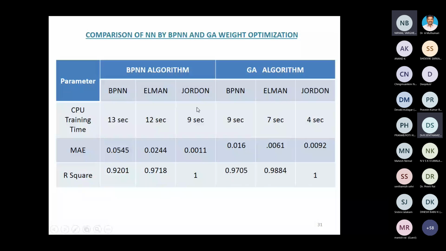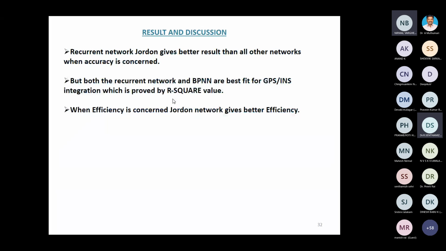Whereas GA we already said it. And mean absolute error almost comes 0.0545, 0.02, almost higher. Similarly, R square also is very less compared to the GA. So GA shows a better operation compared to the PPN algorithm in all these architectures. Now, final result and discussion.